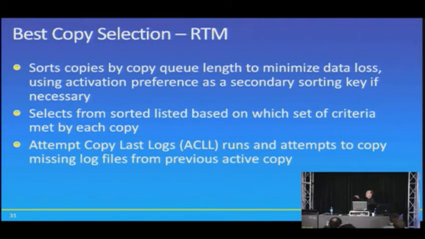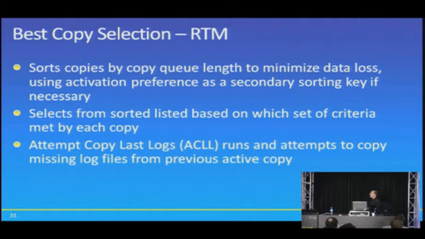Once we have that list, if we find that any 2 copies have the same copy queue length, for instance, copies 4 and 5 are both 6 logs behind, then we have a secondary sorting key called activation preference. Activation preference is a numeric value associated with each database copy that the administrator sets. So your original database, it's going to have an activation preference of 1. The next copy you make will get 2, the next one will get 3, and so forth.